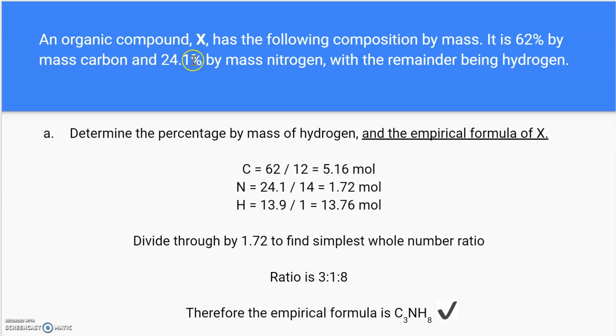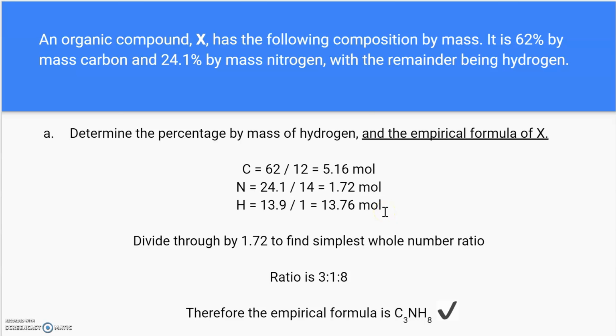We do the same with nitrogen. We take the percentage, which is 24.1, divide it by the atomic mass, which is 14, and we get 1.72. And the same with hydrogen. We take the 13.9 that we obtained from the previous slide, divide it by the atomic mass, which is 1, and we get 13.76 moles.